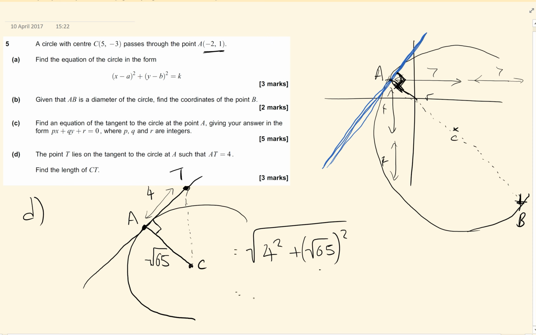Now, if we then work this one out, I've got 16 plus 65, which nice and convenient comes to something that I can square root. So that comes to 81. So the square root of 81, which is 9, giving me the length of CT to be 9. And I think this question really does illustrate the power of a well-drawn diagram.